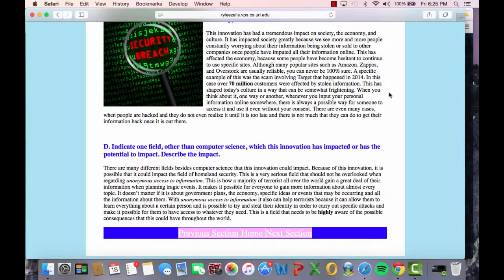D, I had to indicate one field other than computer science where this innovation has impacted or has the potential to impact. I thought of Homeland Security. This is a field that needs to be highly aware of the possible consequences that this could have throughout the world. With ISIS and everything going on currently, I felt like this was very relevant and very important for people and our government to keep in mind.